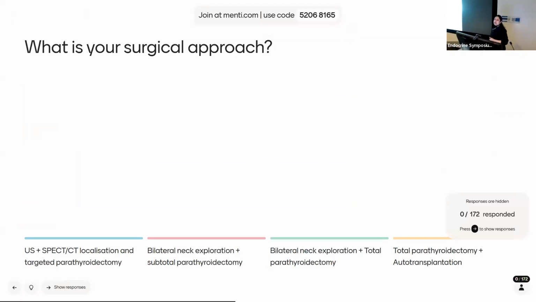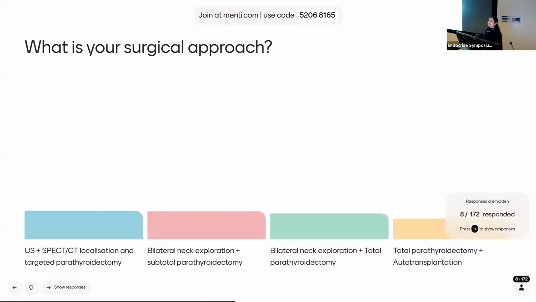We all agree it's going to be surgery. Question is, what's going to be your approach? Are you going to opt for a preoperative localization and a targeted surgery for the parathyroid glands, bilateral neck exploration with either a subtotal parathyroidectomy or a total parathyroidectomy? And if you do opt for total, are you going to auto transplant?